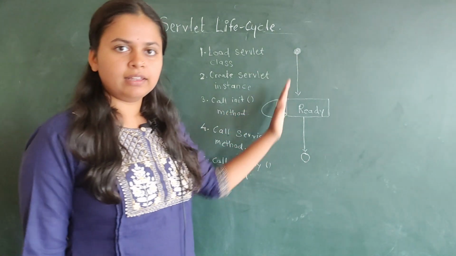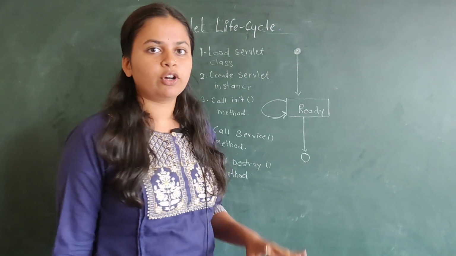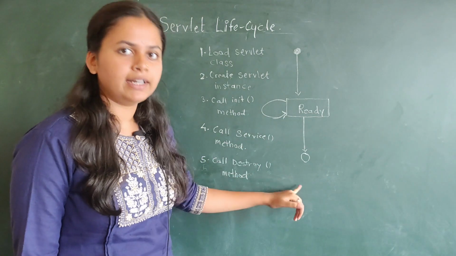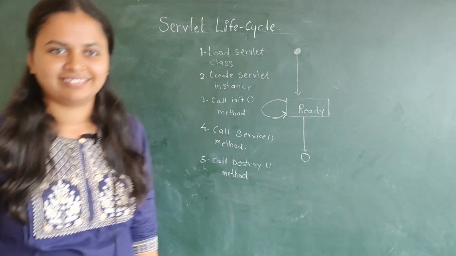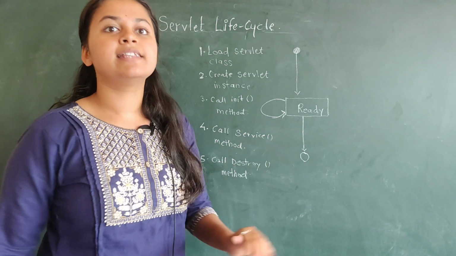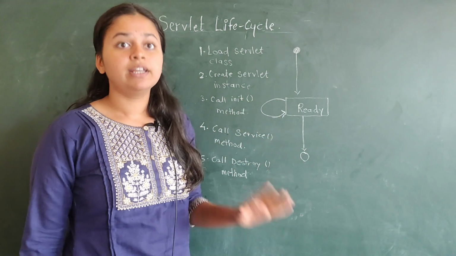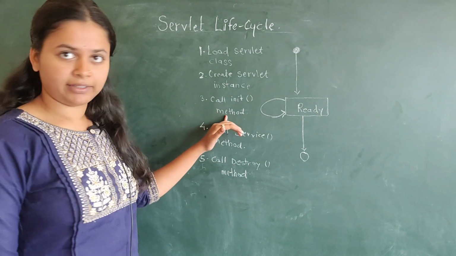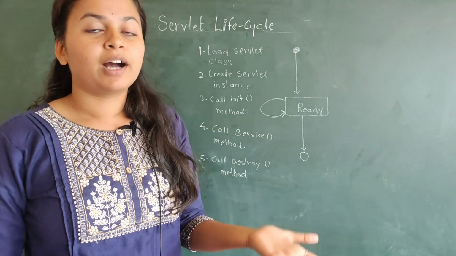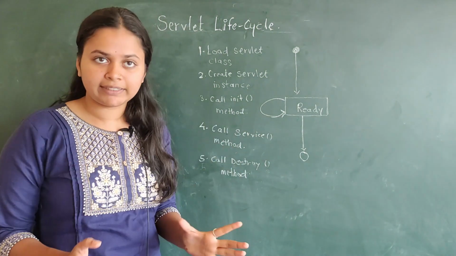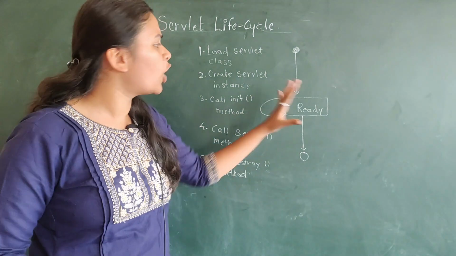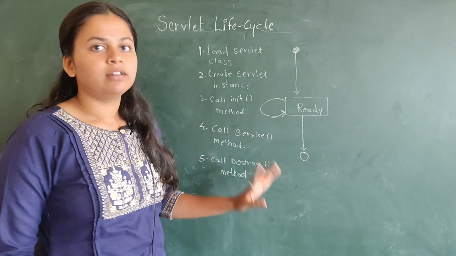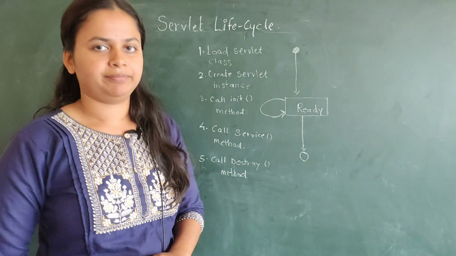As displayed in the figure, there are three states of a servlet, that is new, ready and end. The servlet is in new state if a new instance is created. After invoking the init method, servlet comes to ready state, and in ready state, servlet performs all tasks. When the web container invokes the destroy method, it shifts to the end state.